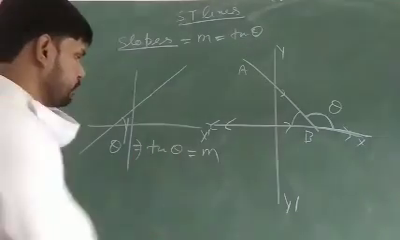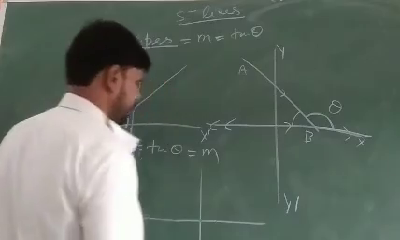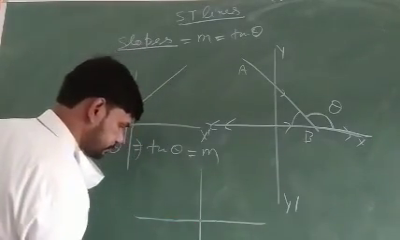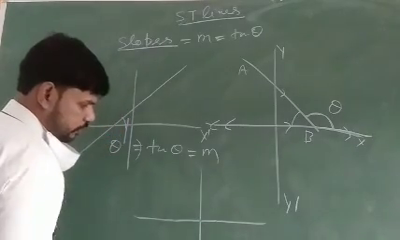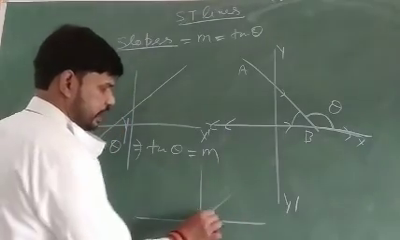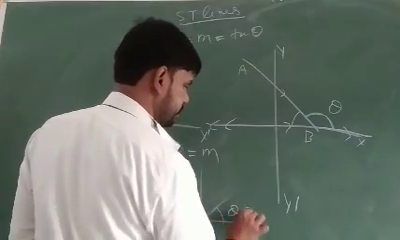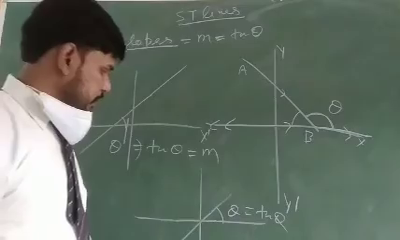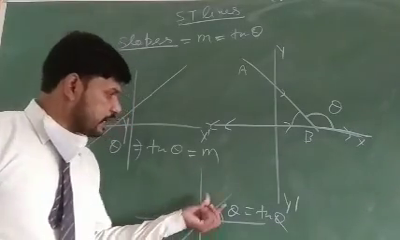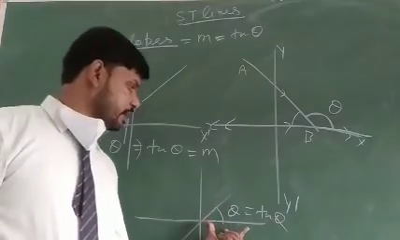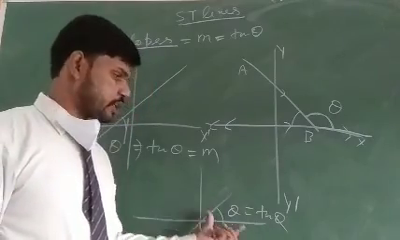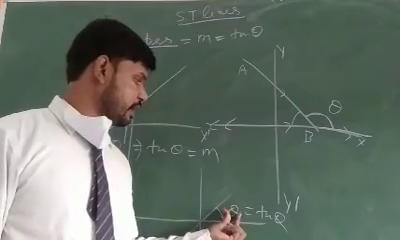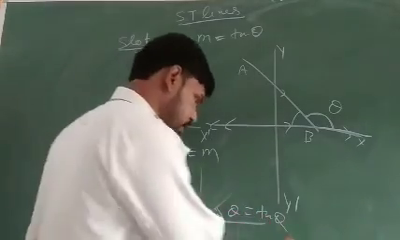Similarly, you can have many more figures. Suppose any line is given like this. Once again, you will just produce this line, and whatever the angle is, that angle in the form of tan theta will be considered as the slope. You produce that line, and the angle it makes with the positive direction of x-axis, theta in the form of tan theta, will be called the slope.